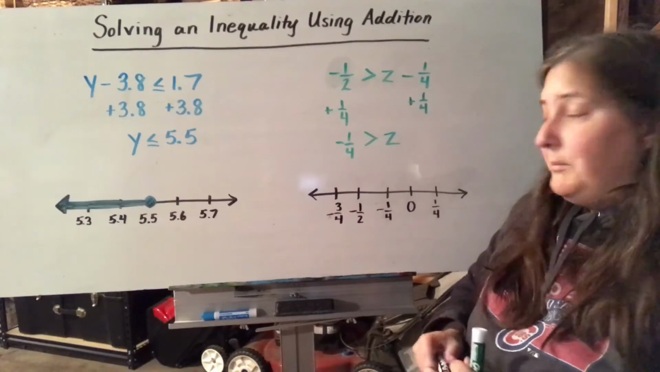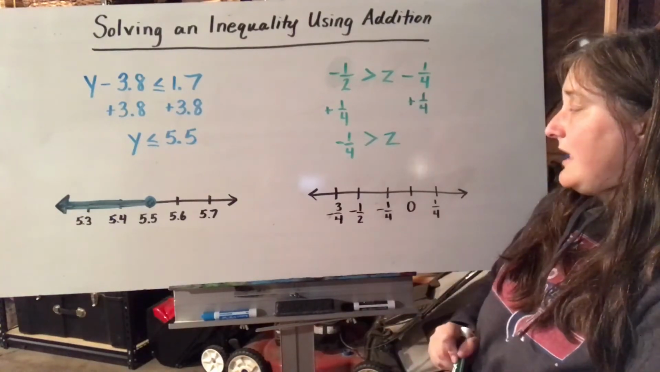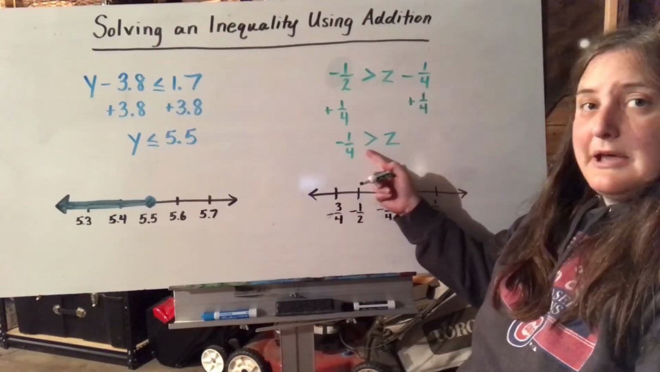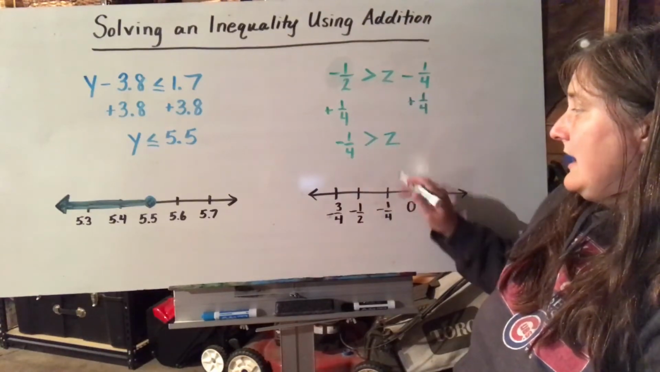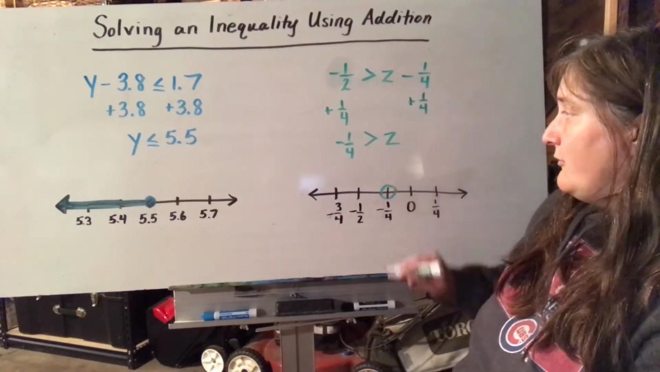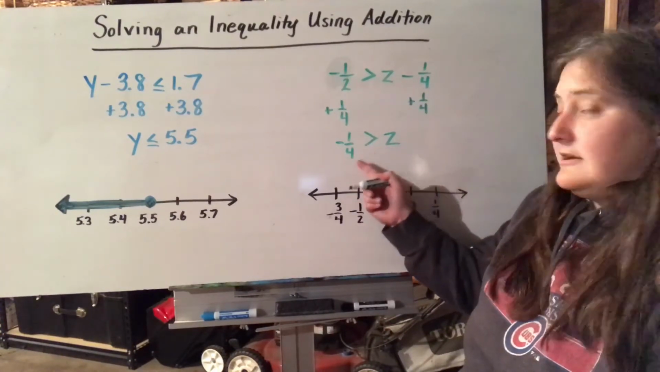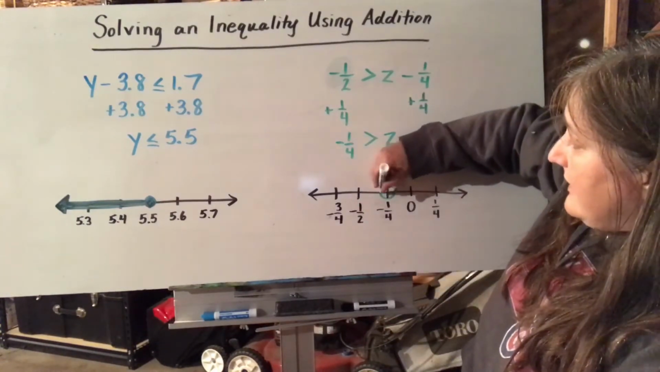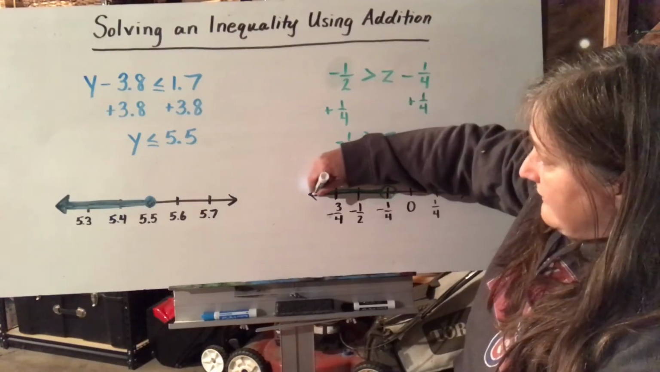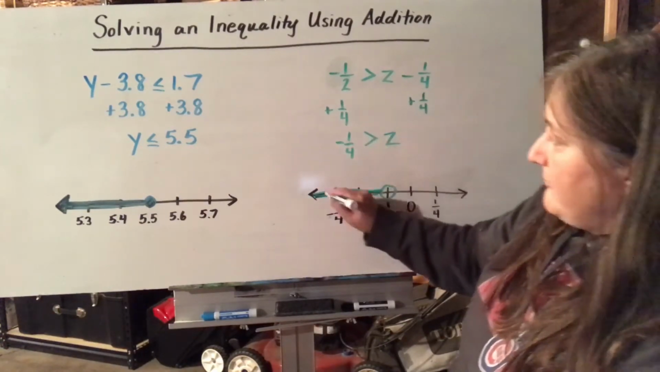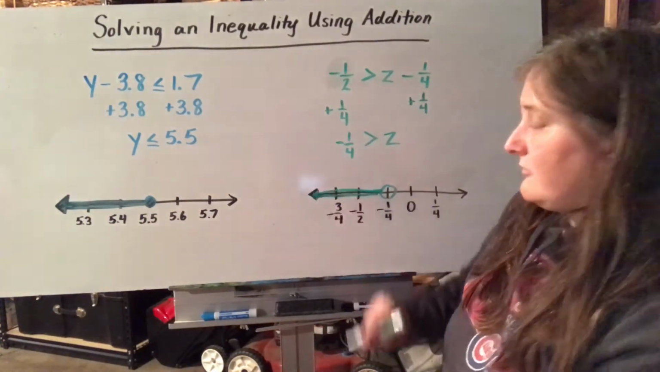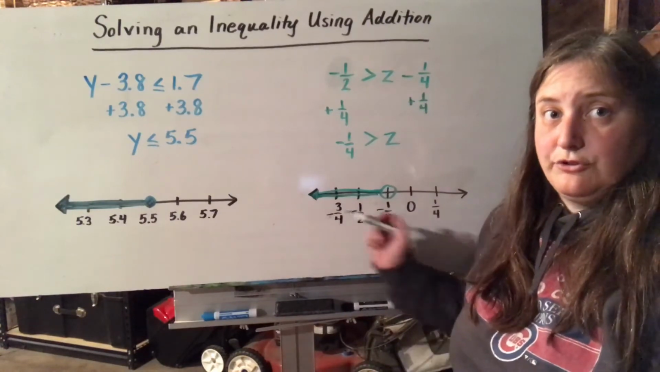I'm going to use an open circle at negative 1/4 because I don't see an equals part on my inequality sign, so z can't actually be equal to negative 1/4. It must be something that is smaller than or less than negative 1/4. So I'm going to highlight everything going to the left here, including my arrow, because I have answers that will go on infinitely to the left.